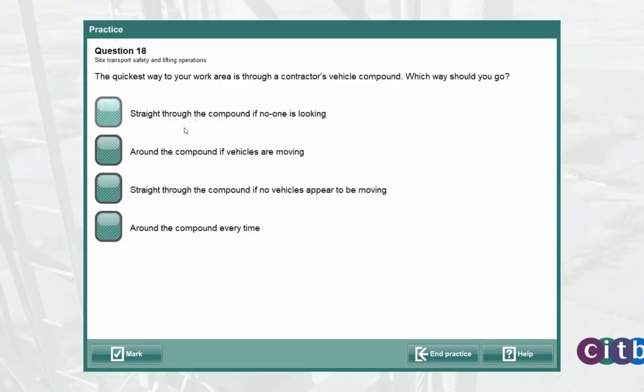The quickest way to your work area is through a contractor's vehicle compound. Which way should you go? Straight through the compound if no one is looking. Around the compound if vehicles are moving. Straight through the compound if no vehicles appear to be moving. Around the compound every time.